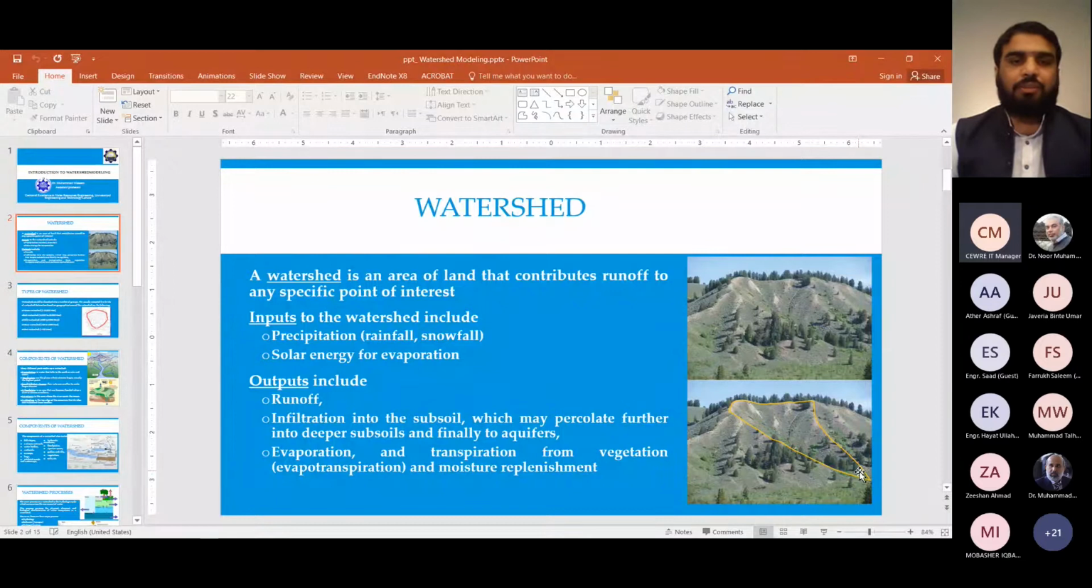The main input to the watershed is the rainfall and the snowfall. Other than that, there is solar energy for the evaporation. The output of the watershed will be our main output, which is the runoff, and associated parameters like infiltration. If the infiltration goes further to the subsoil, then it is called percolation, and others are the evaporation and transpiration from the vegetation and the moisture replenishment.